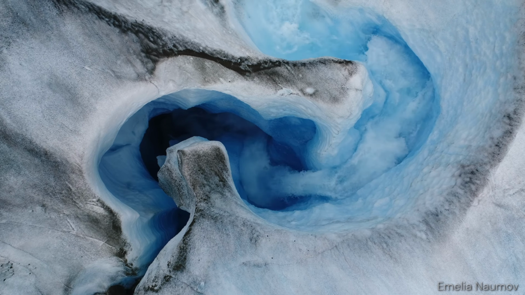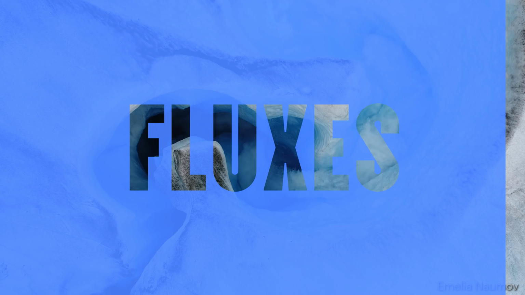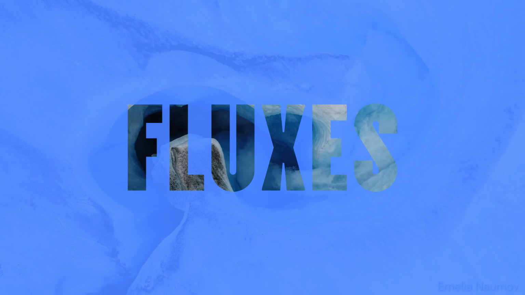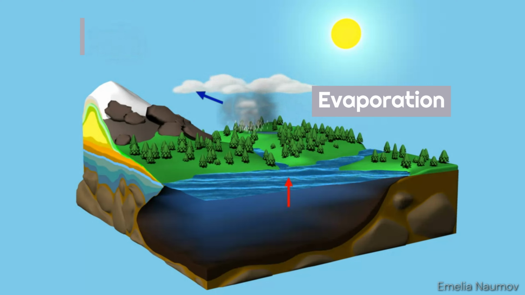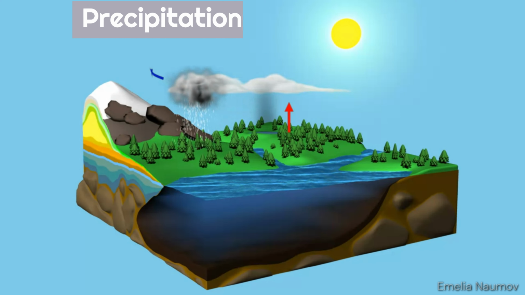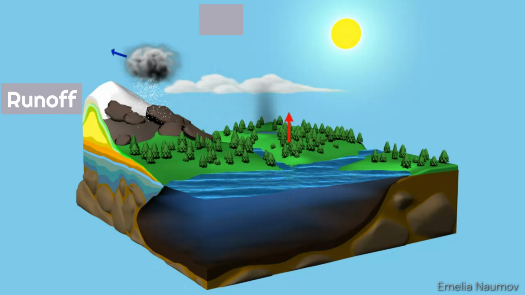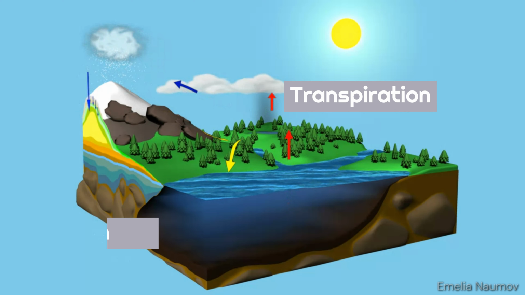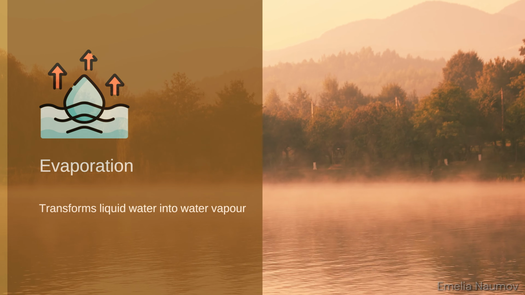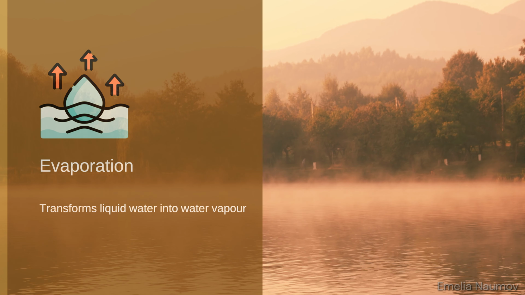So how does water travel between these reservoirs? This is through fluxes. The main fluxes in the hydrologic cycle are evaporation, condensation, precipitation, runoff, infiltration, percolation, and transpiration. Evaporation is the transformation of liquid water into water vapor.